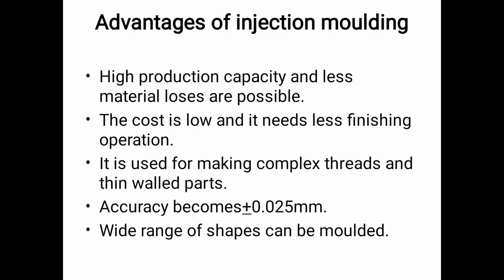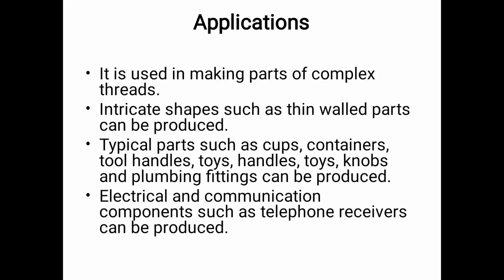Then we are going to see the advantages of injection molding. Higher production capacity and less material losses are possible. The cost is low, and it needs fewer finishing operations. It is used for making complex threads and thin wall parts. Accuracy is plus or minus 0.05 mm to 5 mm. A wide range of shapes can be molded.